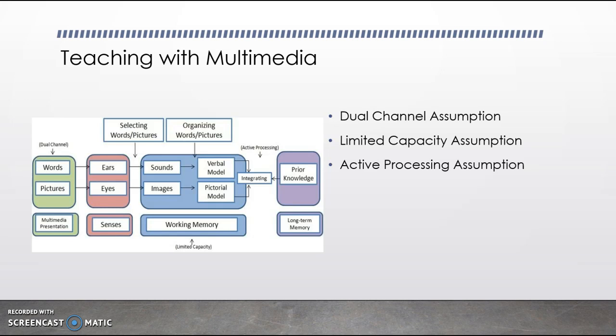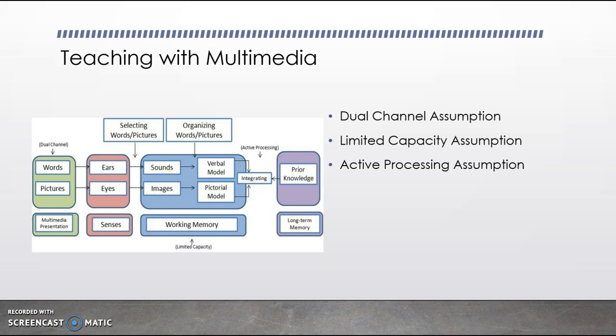According to Mayer, cognitive theory involves three assumptions regarding using words and pictures for learning. As shown in this slide, these assumptions are dual channel, limited capacity, and active processing. Mayer explained that dual channel refers to each person's visual and auditory channels for receiving knowledge. Visuals are processed through learners' eyes and words are processed through learners' ears.